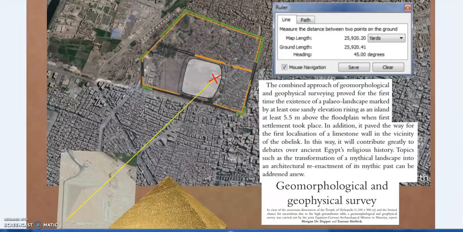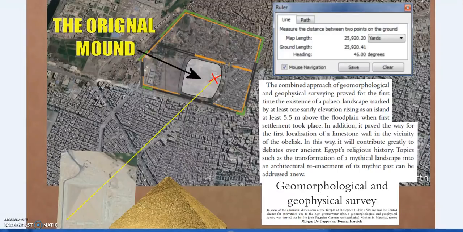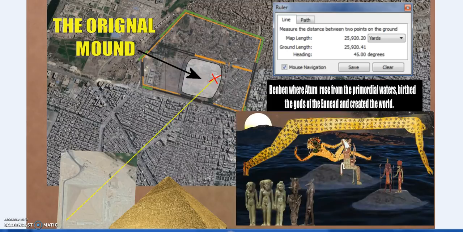But why is this spot so important? Because that is the original mound. That is the Benben of the Ennead. That's where the sandy mound rose and sat above the flood waters. That was Heliopolis, the Temple of Ra-Atum, the creator god of the Ennead. That is the Benben. There's the mound, and this points at that spot, not just anywhere in there. That points to this spot.